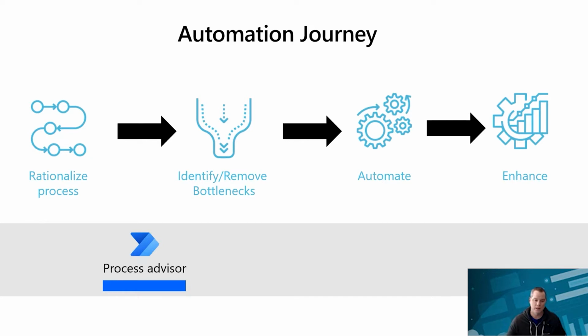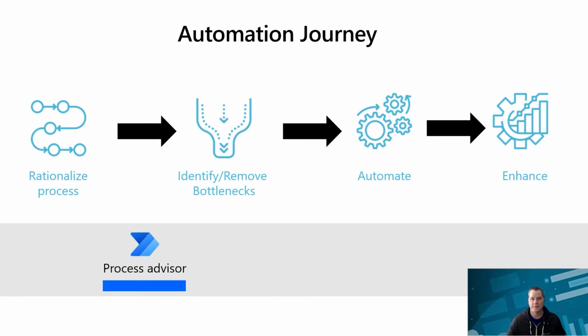And so what we're going to talk a little bit about today is a fairly new feature called Process Advisor, which is part of Power Automate, which allows us to take advantage of our RPA recording experience and capabilities in order to go ahead and help you rationalize these different business processes and identify bottlenecks.